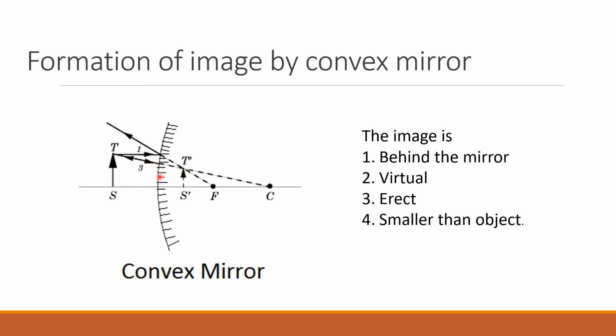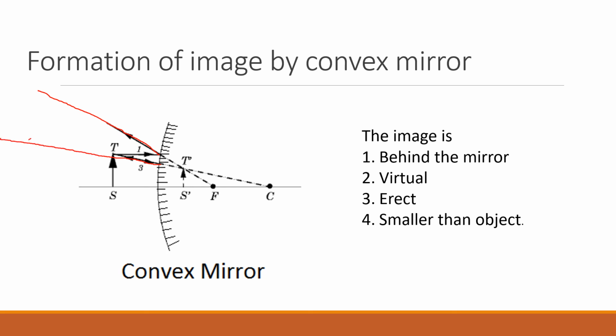First thing let us discuss is where the image is formed. The image is formed behind the mirror. Now look carefully. I'll draw only the reflected rays. The first ray goes in. This one is your reflected light. This is your second ray. It goes and strikes the mirror at this point. After reflection, it moves in this direction.